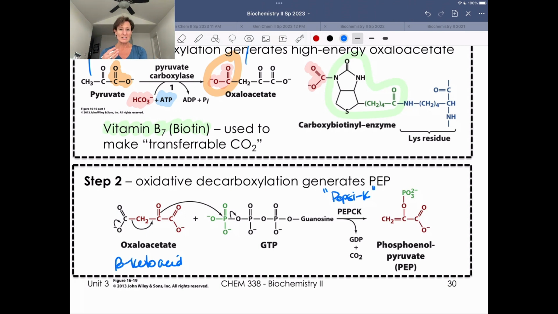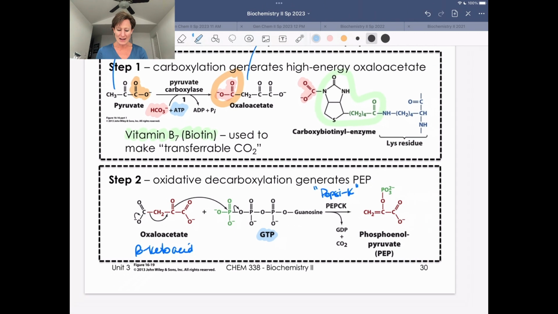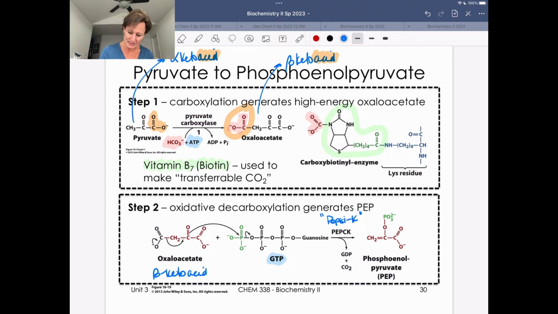So 2 places that we see energy required. We see ATP being required in the first step, and that's because that carbon dioxide loading actually requires some energy. And then we actually see GTP required in the PEPCK chemistry, and that's because it's actually providing that phosphate to do that phosphorylation chemistry. Okay, so a couple of things to highlight here. Pyruvate carboxylase is only found in the mitochondria. Okay? PEPCK is found in both the mitochondria and the cytosol.